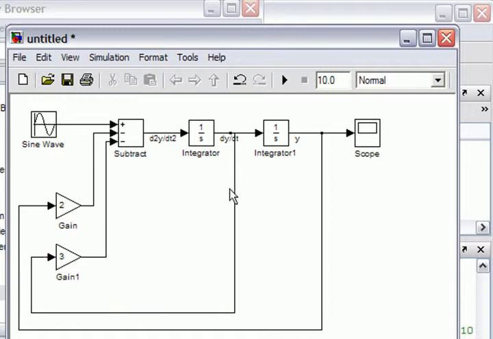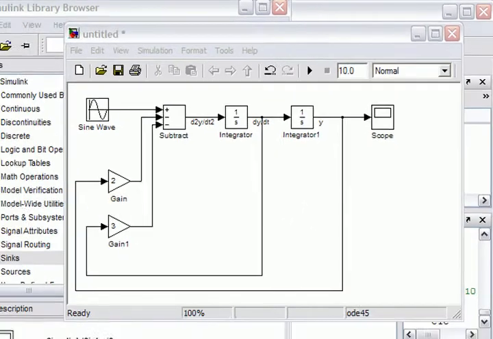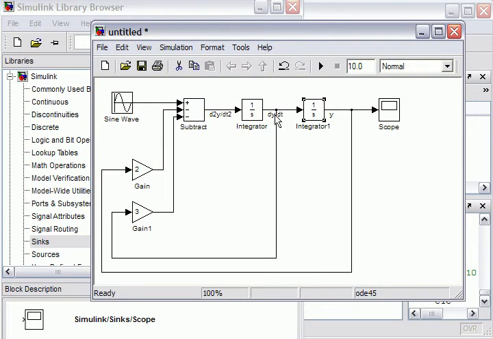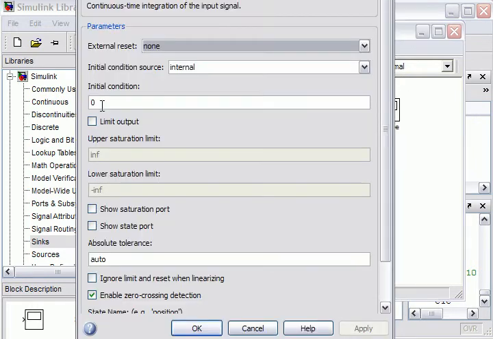Let's set initial condition of y(0) equals 0. Since y comes out of the second integrator block, we double click on it and set initial condition to 0. In our case, it's already 0. dy/dt equals 1, so we double click on the first integrator and set initial condition to 1.